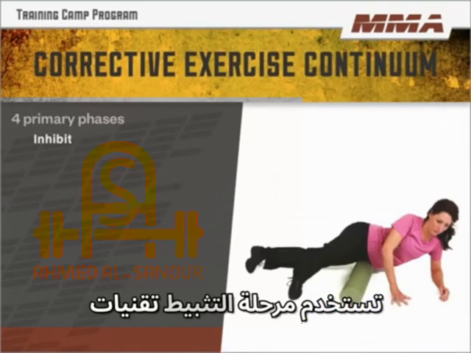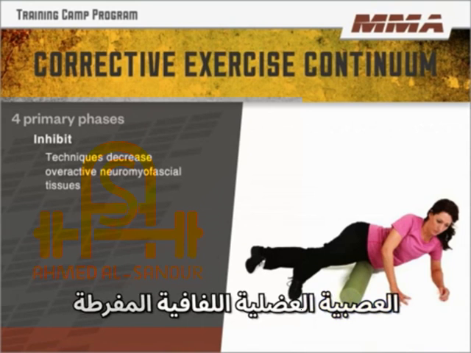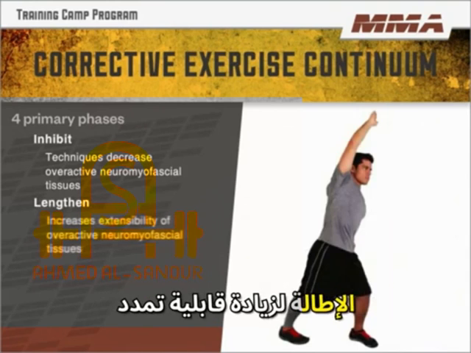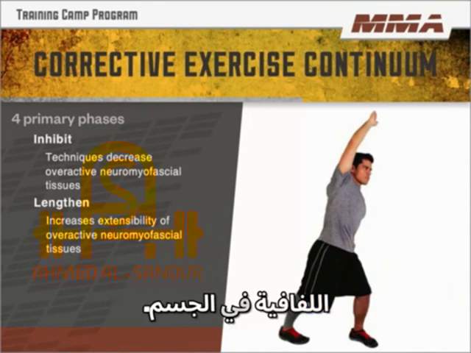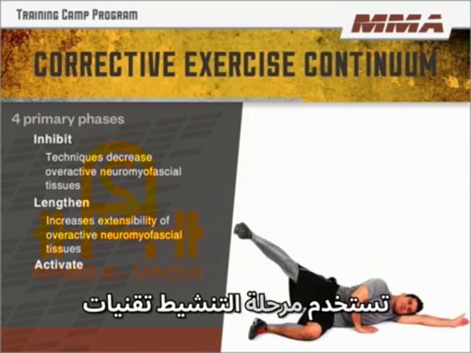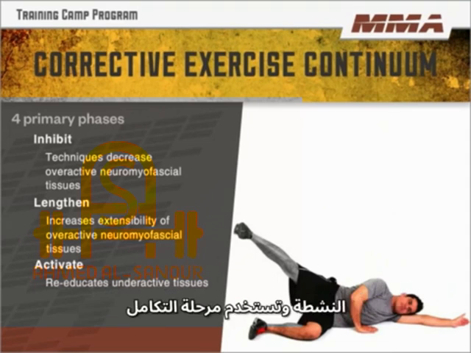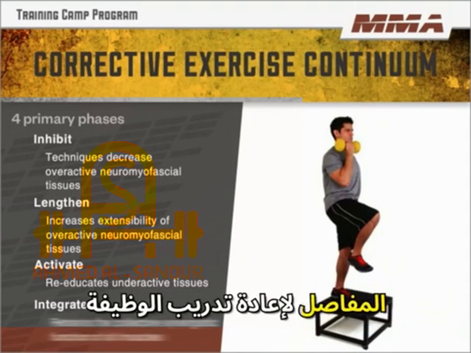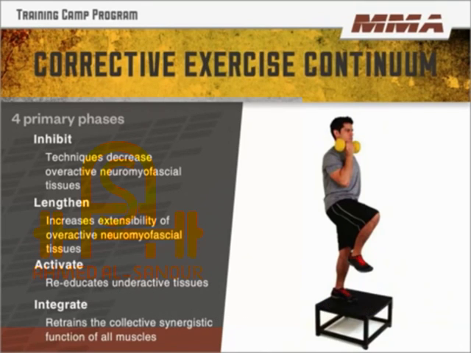The inhibit phase uses inhibitory techniques to decrease the activity of overactive neuromyofascial tissues in the body. The lengthen phase uses lengthening techniques to increase the extensibility of neuromyofascial tissues in the body. The activate phase uses activation techniques to re-educate underactive tissues. And the integrate phase uses functional multi-joint movement techniques to retrain the collective synergistic function of all muscles.